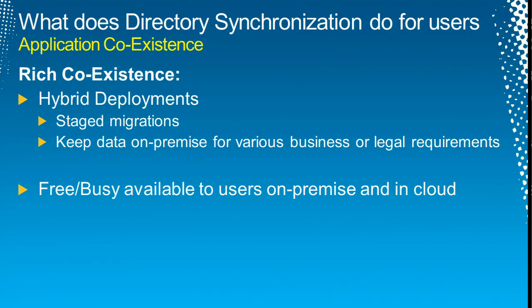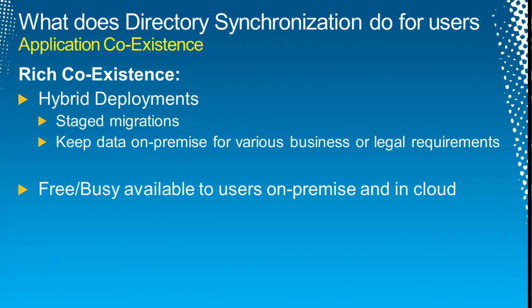Some of the more common scenarios for why customers want this is something like a stage migration or a pilot. I want to start using Office 365. I'm going to start with 5 mailboxes, then my IT department, or maybe a satellite office. Using directory synchronization in rich coexistence mode means that you can support this.